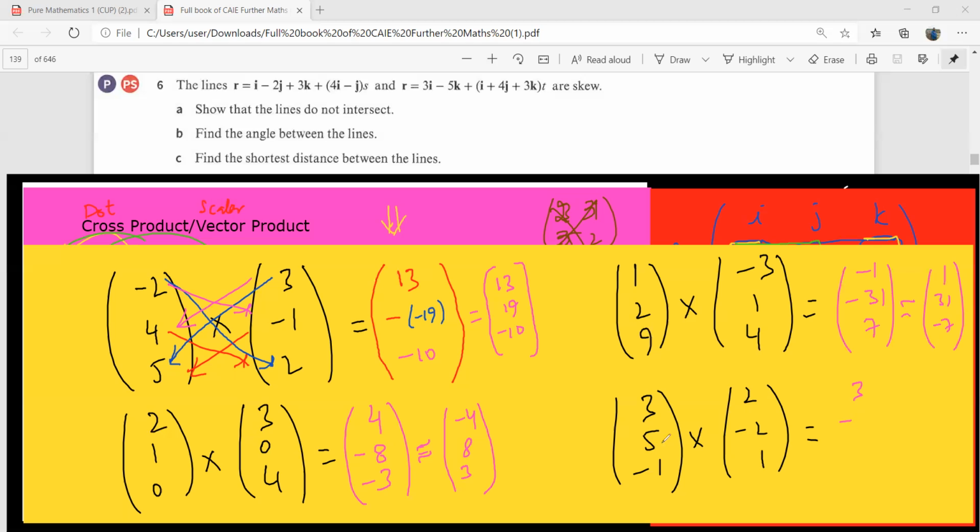So this is 3 plus 2 is 5. And this one is going to be minus 6 minus 15 is minus 21. And you can also write it as minus 3, 5, and 21. Okay, guys. So that is how you perform the cross product.